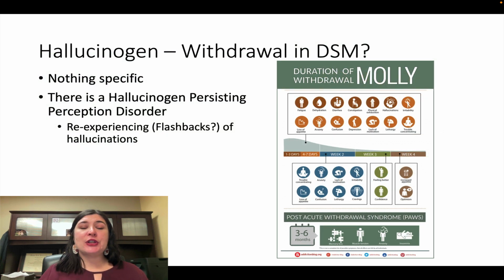When it comes to hallucinogen withdrawal, there's not really anything specific, but there is hallucinogen persisting perception disorder, where they experience flashbacks of their hallucinations from using the hallucinogens. But for example, the duration of withdrawal for Molly can be a post-acute phase of 3 to 6 months where they have memory loss, muscle tension, anxiety, and insomnia.